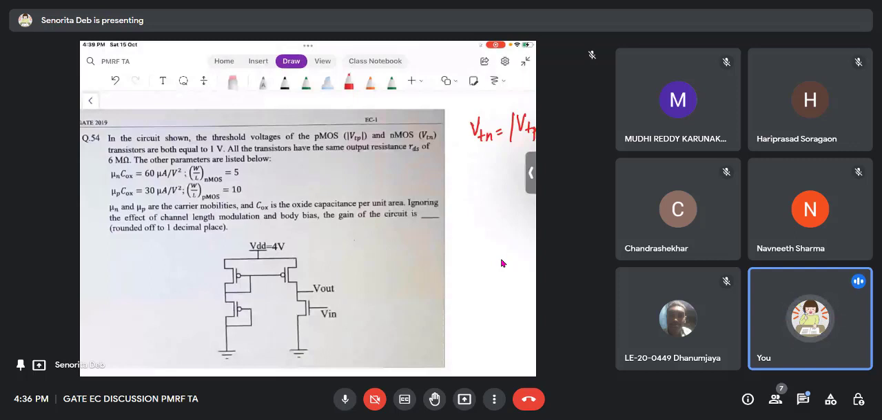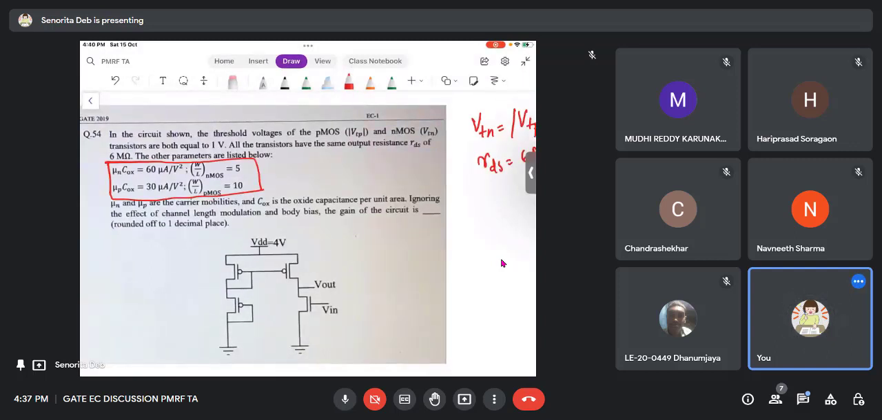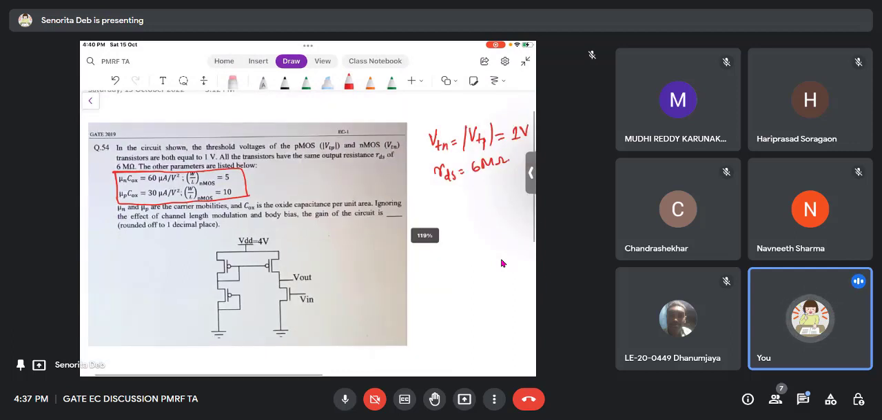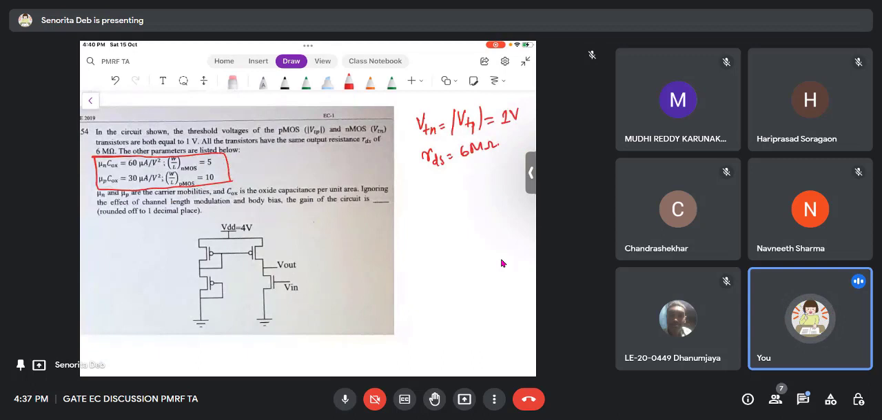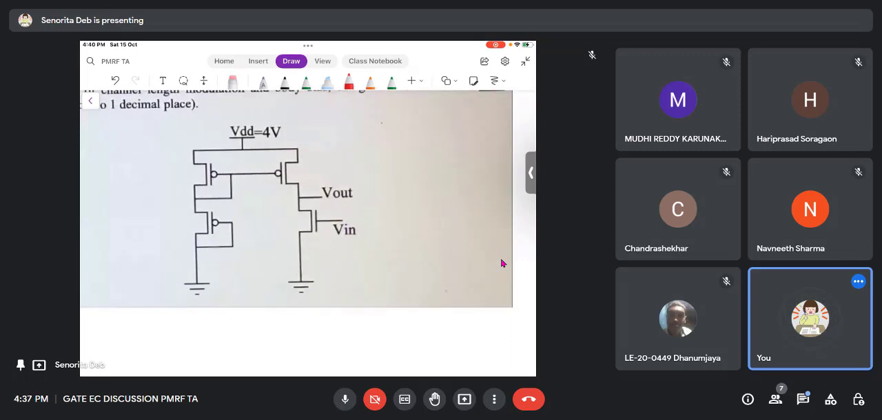Now other parameters they have given, right? Ignoring the effect of channel length modulation and body bias, that means you do not take lambda. The gain of the circuit is asked. So the first thing is that I have to find the gain of the circuit. If you start making the small signal model for this, you will lag behind. You have to look at this circuit and understand what the gain can be. For that, first see the left side of the circuit, that means this part.